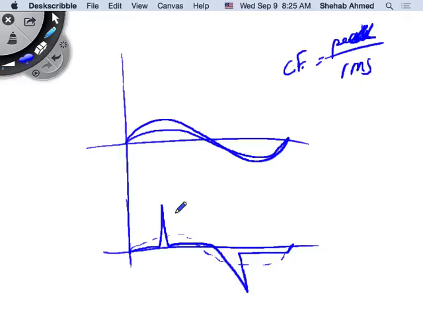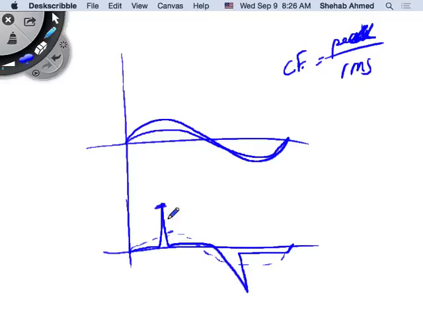So if the area under both waveforms is the same, they will have the same RMS value, right? They will have the same RMS value, but one has a very high peak value, one has a very low peak value. Which do you think is better from a power system's perspective?